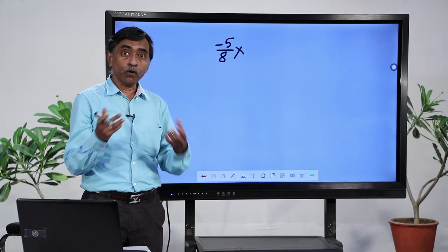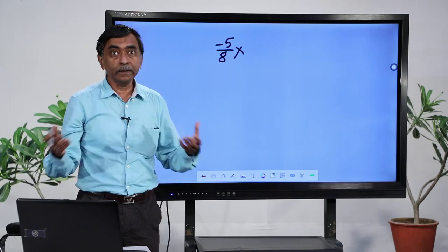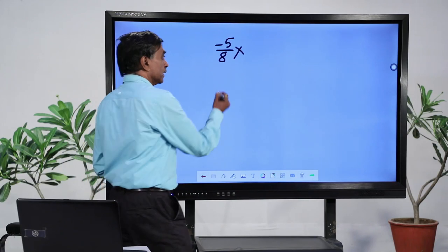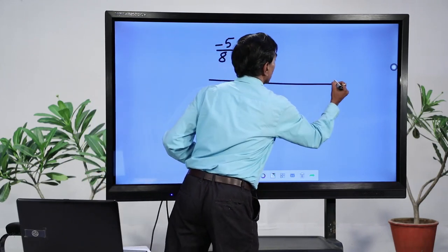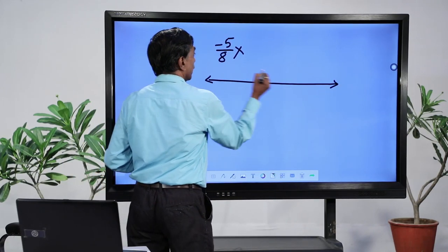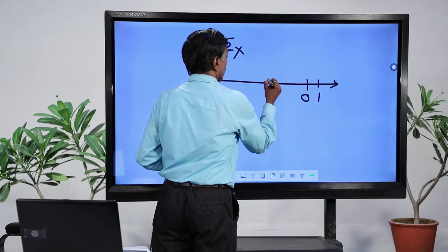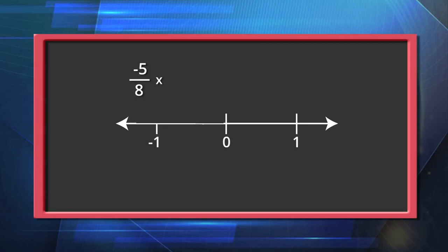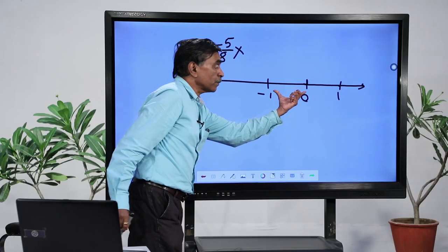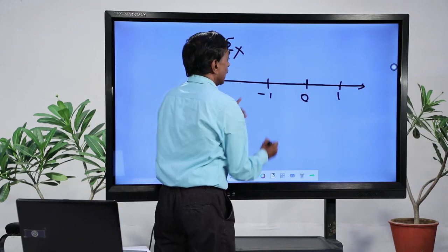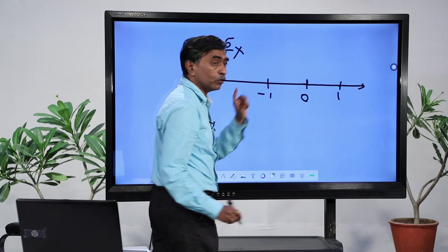So, first of all, my job would be to locate the nearest integer on the number line and see which is the number here. Let us try to see this now. I am trying to locate this minus 5 by 8 first of all on the number line. Now, this is minus 1. I am taking slightly larger integer here. This distance I am magnifying so that we get a better idea of this. I want to mark minus 5 by 8 on this number line.